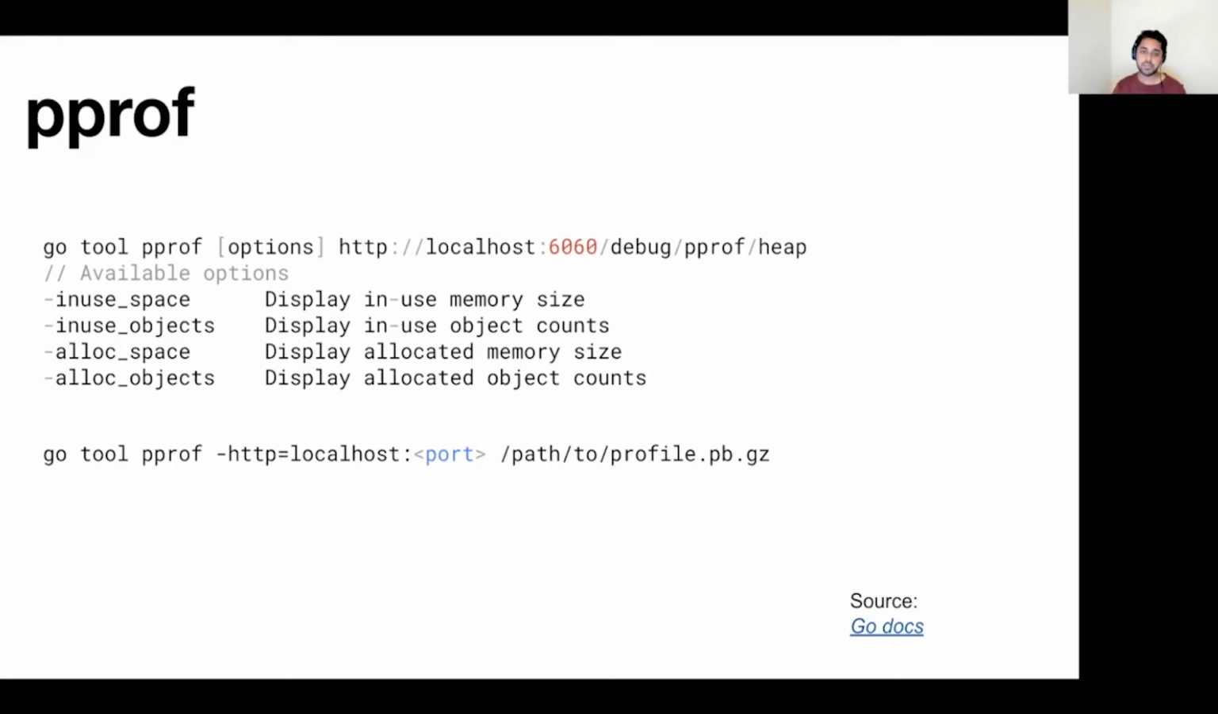But in our case, since we know that GC pressure is tied closely to the number of objects in the heap, that profile is a lot more interesting to us. So the first command shown here can be used to download the profile data to your machine. And it also puts you in an interactive command line to start visualizing the data. And by running the help command, you can see all the available options.